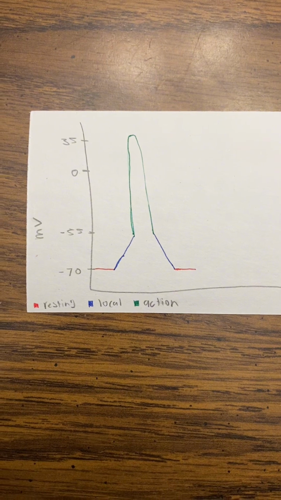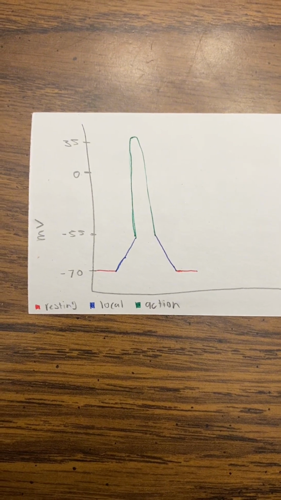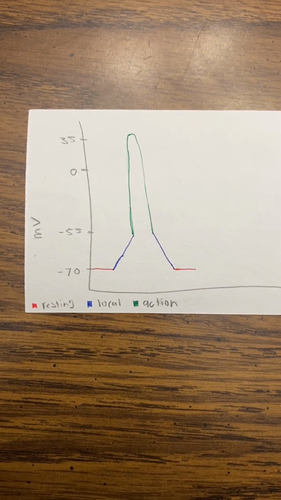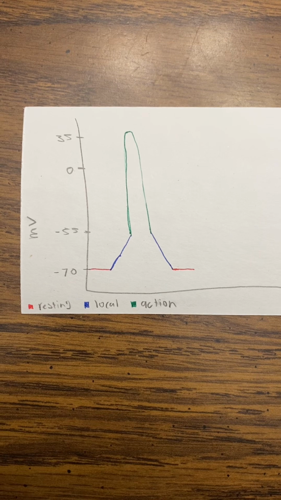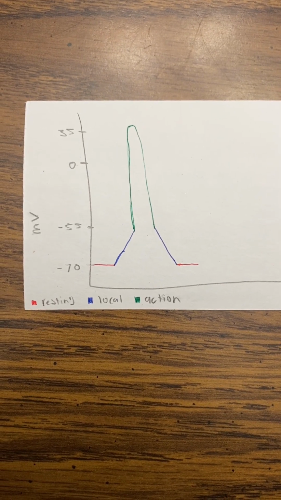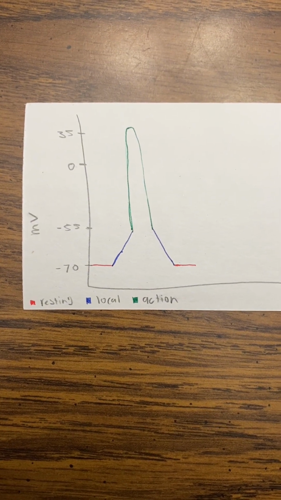Here is a small graph showing the millivolt changes during an action potential. It starts at negative 70 millivolts during the resting potential, slowly increases to negative 55 millivolts during the local potential, and quickly spikes up to 35 millivolts during the action potential, and then repolarizes back down to rest at negative 70 millivolts.